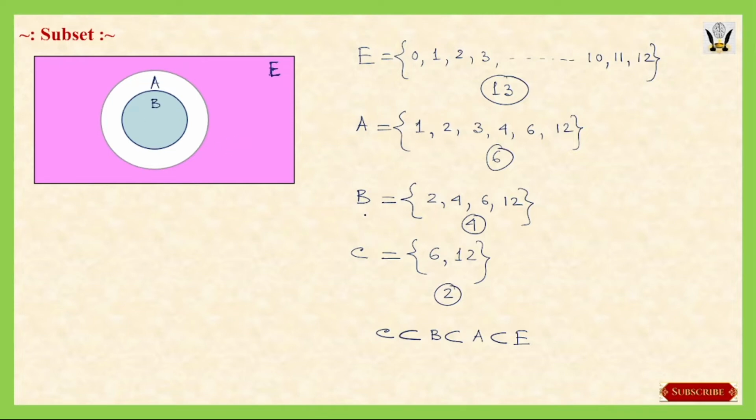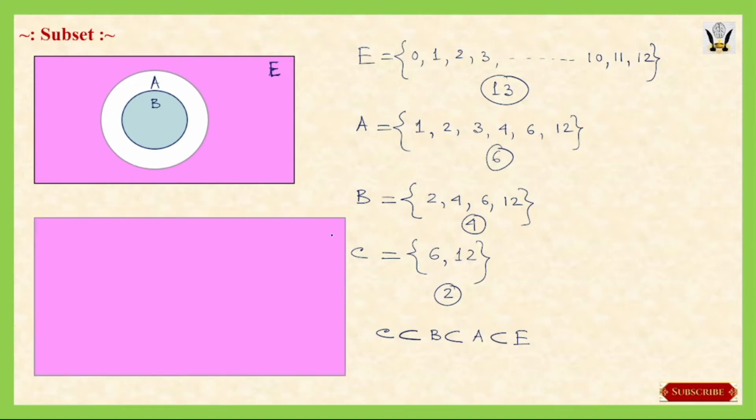Now we have seen that C is another set which is a subset of B, so we represent that by different diagrams. First the universal set E, then a subset of E which is A, then a subset of A which is B, so this is our A and this is B, then a subset of B which is C. So this is how we represent subsets using a Venn diagram.